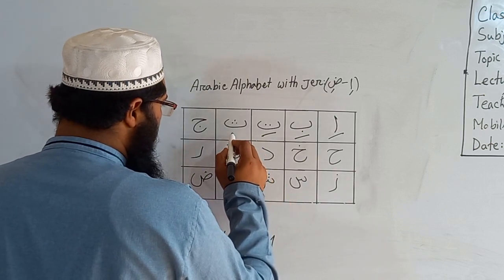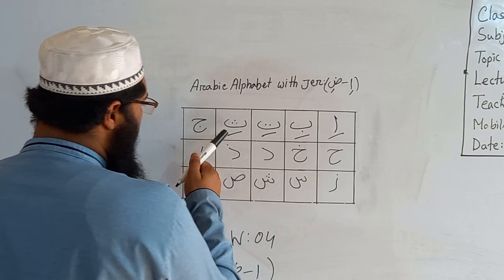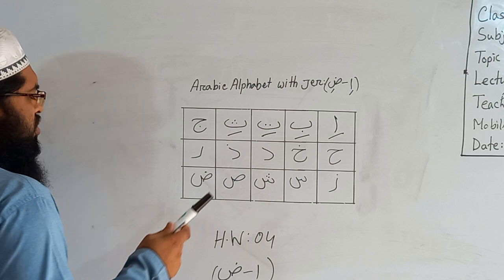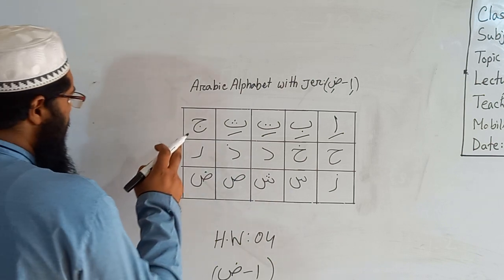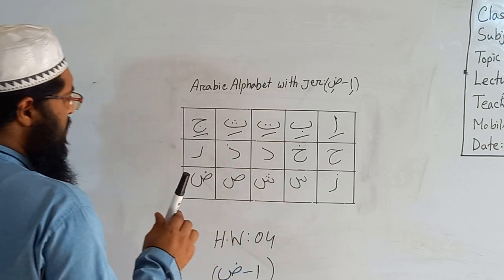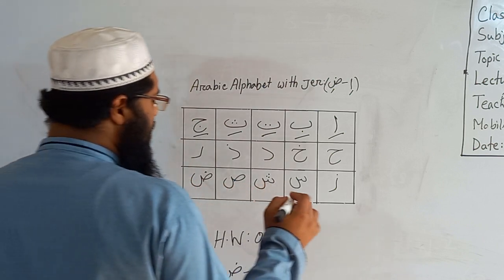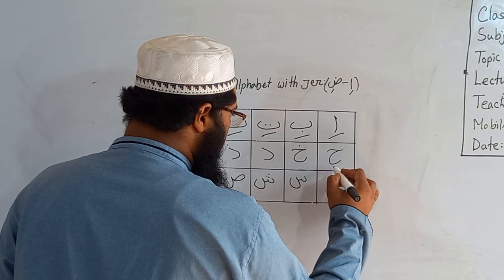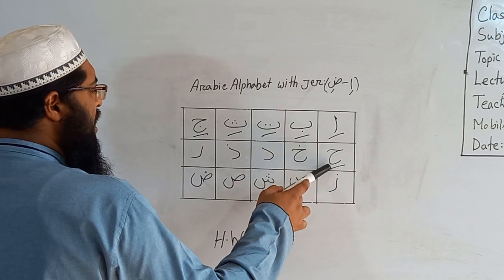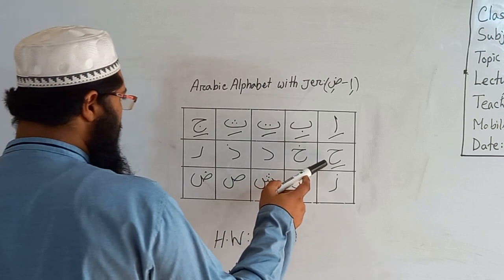Then this one is Tha. You know that Tha has 3 drops on nukta. Now I am giving Jer under the Tha, and you have to pronounce this one Tha Zer Si, very softly. Now this one is Jim. I am giving Jer under the Jim, and we pronounce this one Jim Zer Ji. Now this one is Ha. I am giving Jer under the Ha, and you have to pronounce this one Ha Zer Hi, from the middle of the throat.